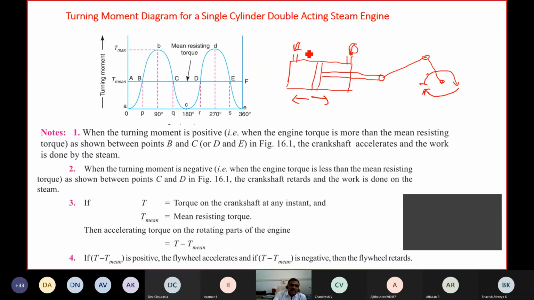While the steam is entering from the left port, the piston will be moving towards the right, and some torque will be produced here. So 0 to 180 degrees.